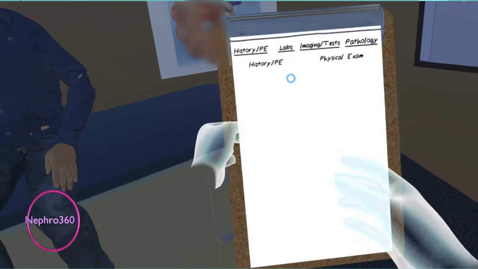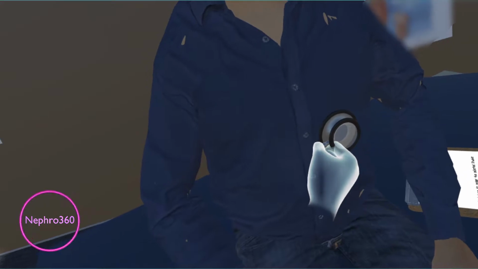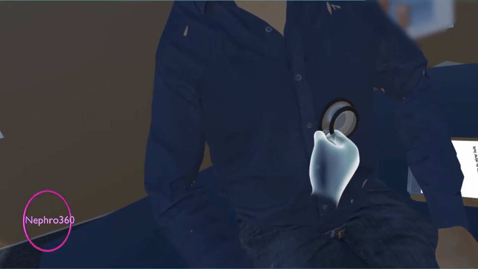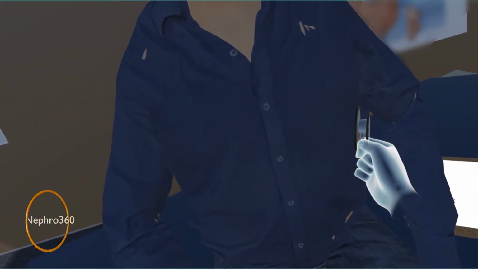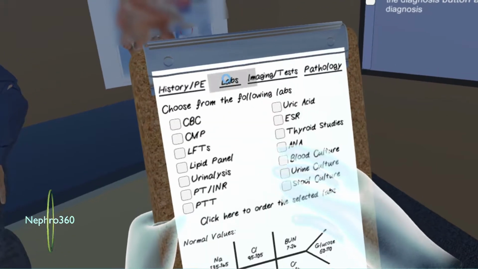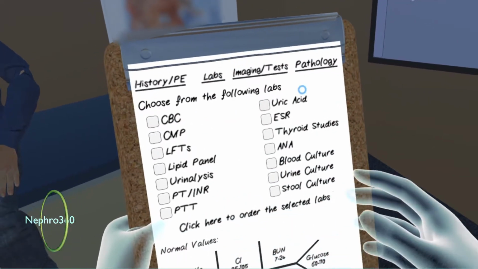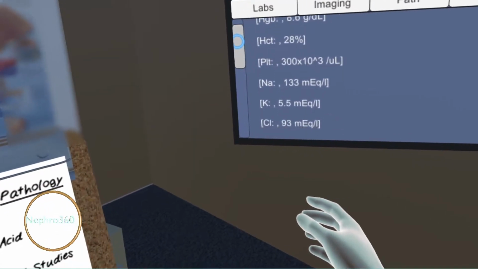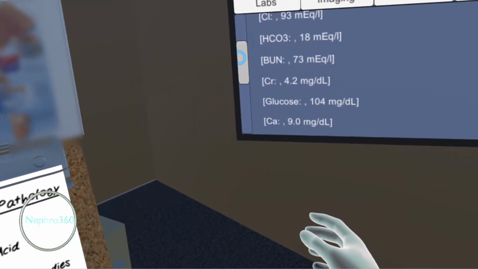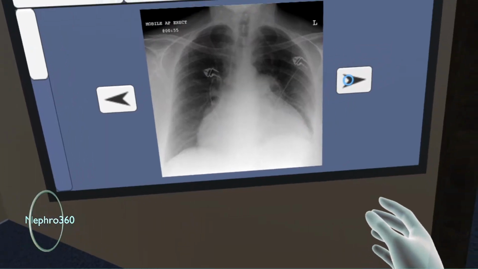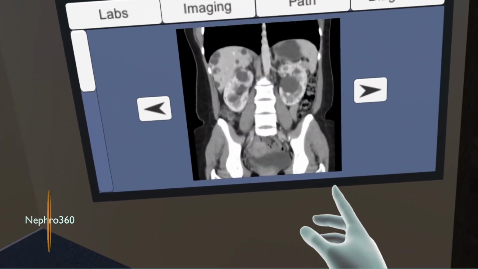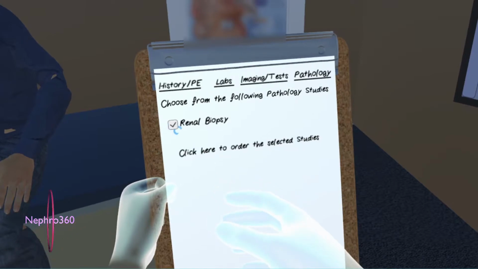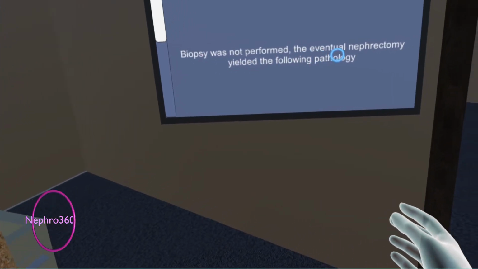Nephro360 features clinical scenarios. Students can access the patient's history and perform select maneuvers of a physical exam, including auscultation. Based on the history and physical exam, they can order the appropriate lab values, imaging tests, and biopsies. The values and images are displayed on a monitor for the student to review. Based on the scenario, ordering appropriate tests will award points, whereas inappropriate tests will deduct points.